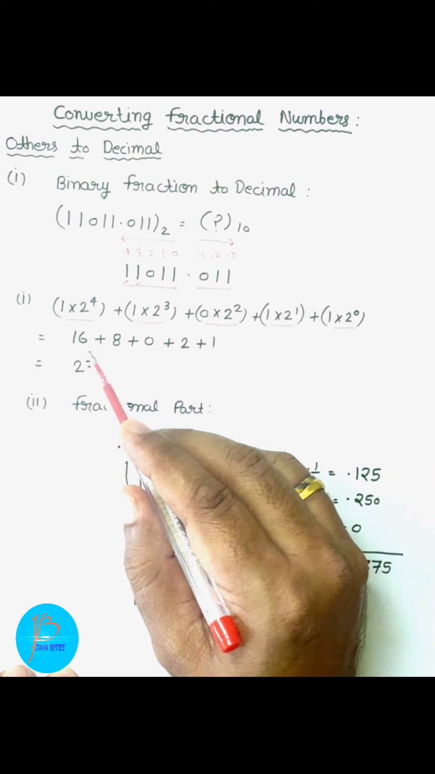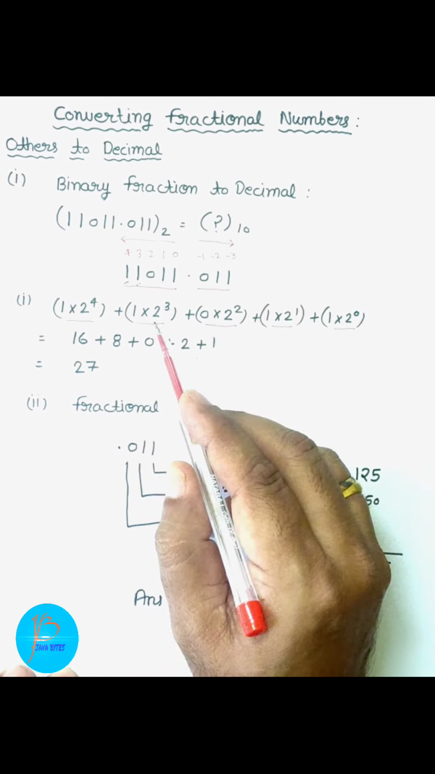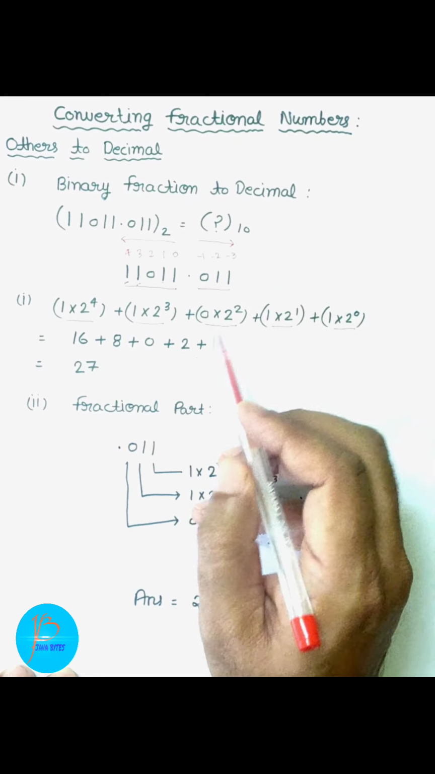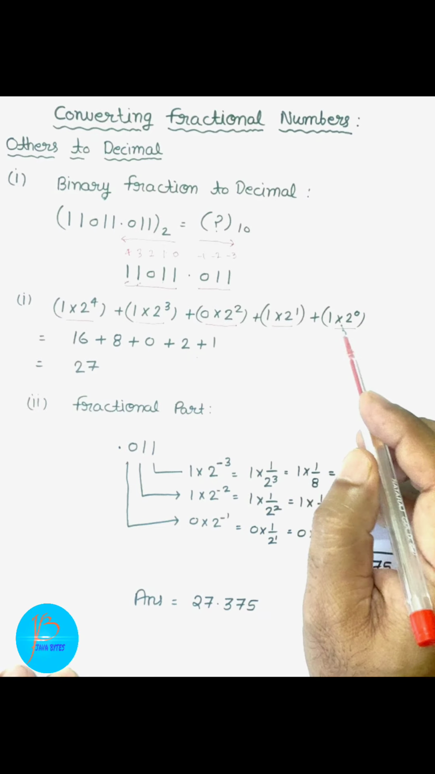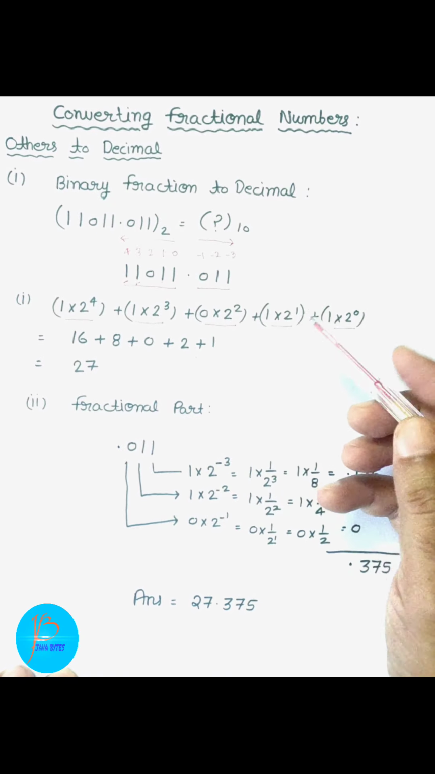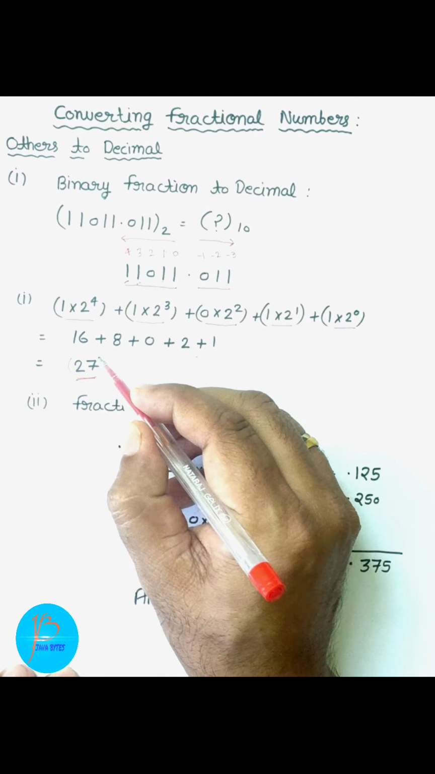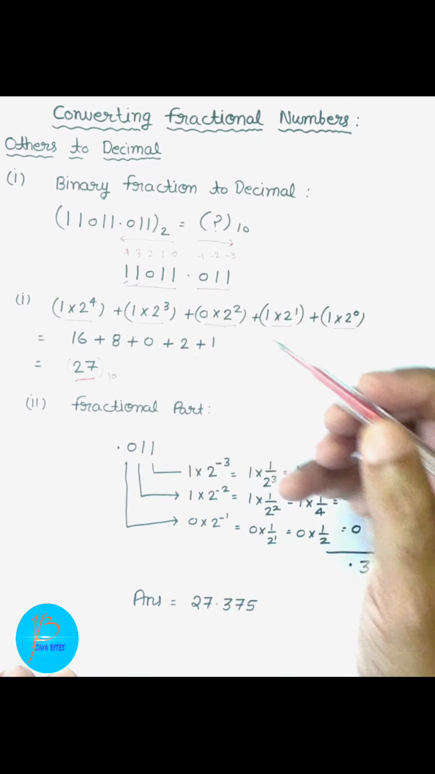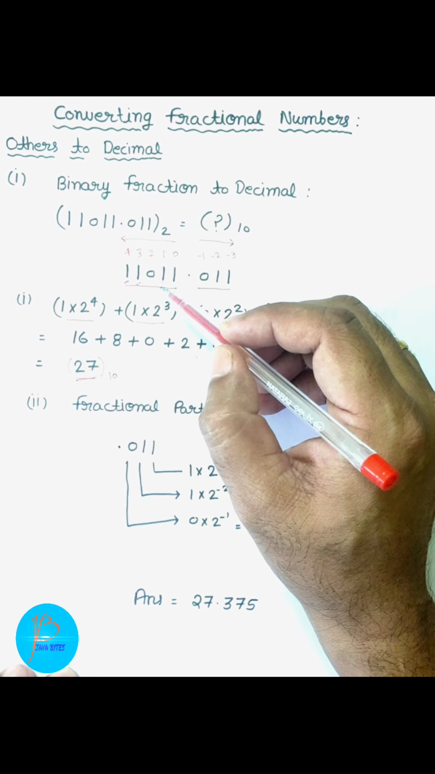After that you calculate all of them: 2 raised to the power 4 is 16, 2 raised to the power 3 is 8, 0 multiplied with anything is 0, 1 into 2 raised to the power 1 is 2, and 1 into 2 raised to the power 0 is 1. So finally your answer will appear as 27. Children, this 27 is on the base of 10, and it is the result of your first part, that is the integer part.